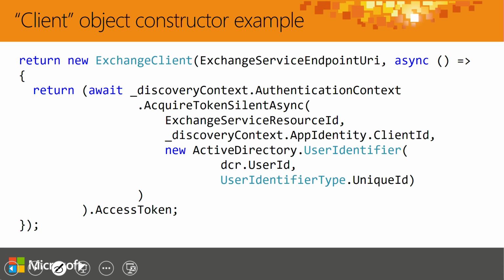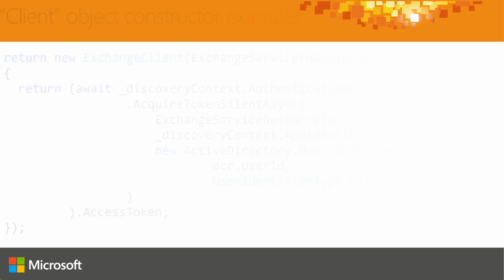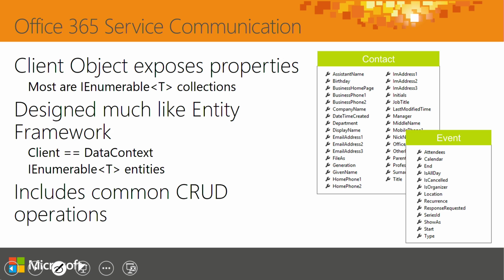All right, so this might be one way that you sort out a new Exchange client token. Once you've got these things, then the SDK has got a bunch of objects. Most of them, as it says here, are IEnumerable of T.